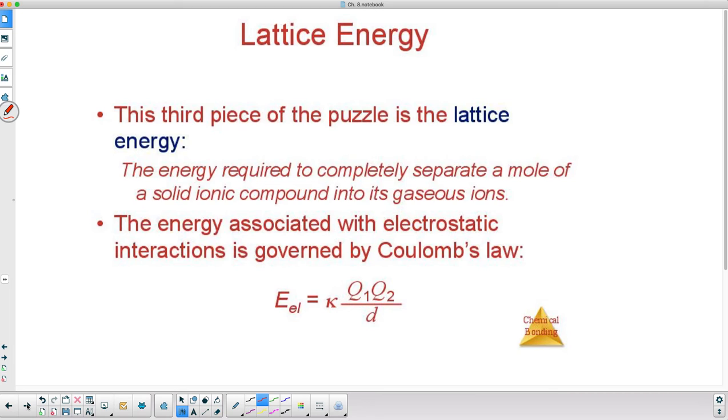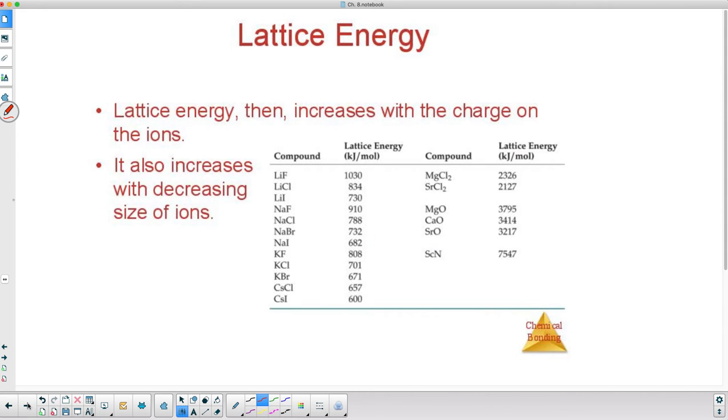Lattice energy is the energy required to completely separate a mole of solid ionic compound into its gaseous ions. So the stronger the attraction between the two, the larger the lattice energy. The energy associated with electrostatic interactions is governed by Coulomb's law. This is the Coulombic charge of the first, the Coulombic charge of the second, and then, of course, divided by the distance. And then there is, as always, some type of constant that's associated with this.